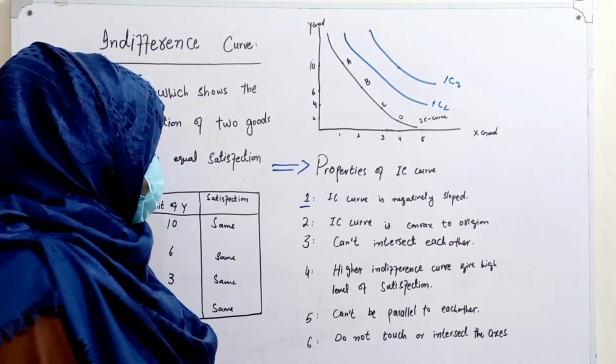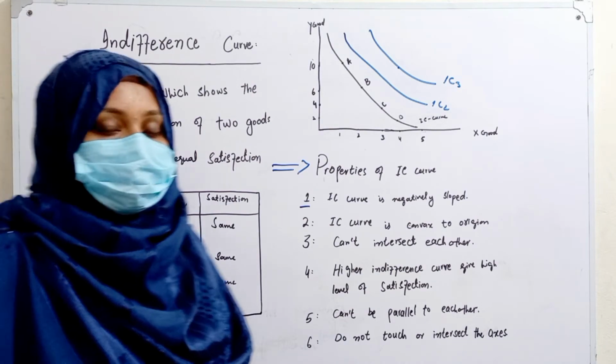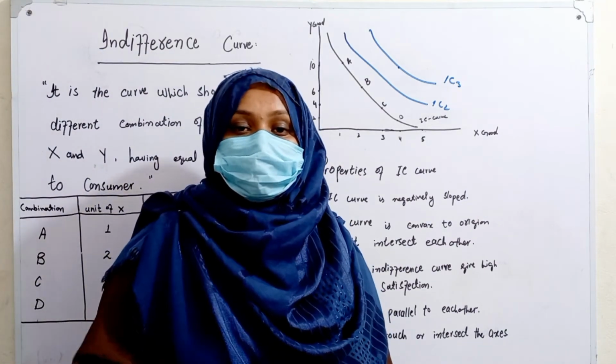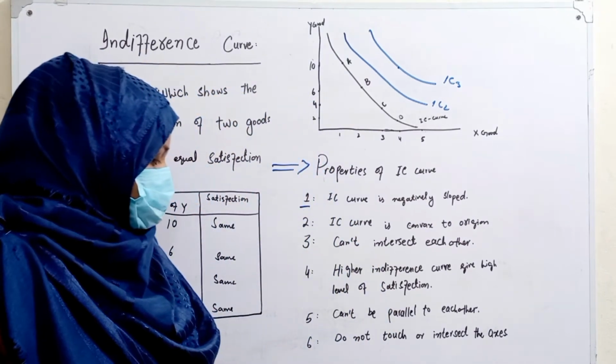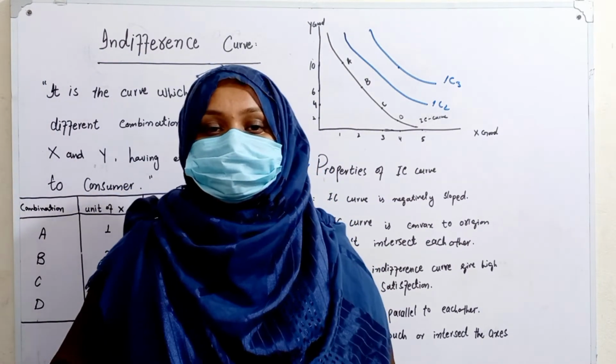Number five is they cannot be parallel to each other. Indifference curves cannot be parallel to each other. Number six is they do not touch or intersect the axis.